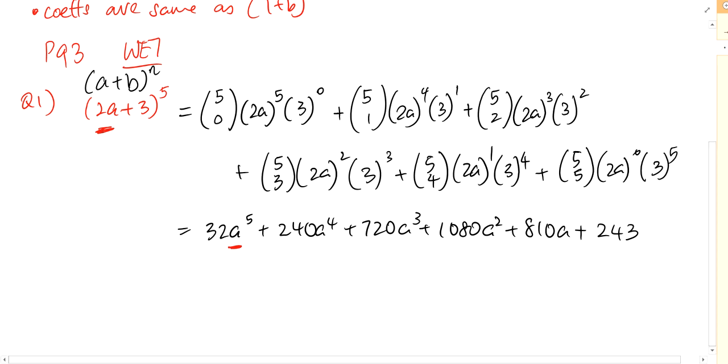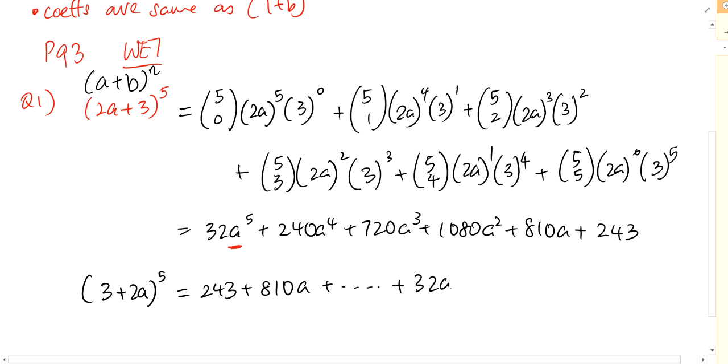Now, can you imagine, what if I change the question? What if I change this question to become 3 plus 2a power 5? Do you think the answer, the value, will be the same? Okay, it will be the same. What about the presentation? Opposite. What will my first term be? And then? Plus, okay, so you get the idea. So it goes the other way, 32a power 5.